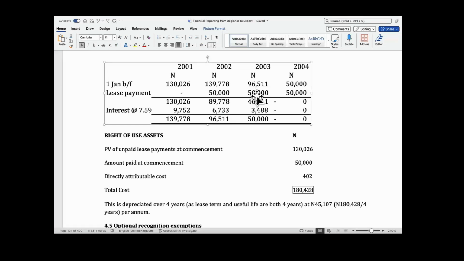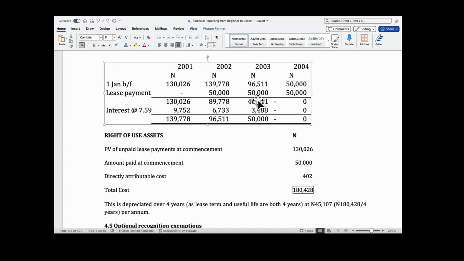We remove our payments. It brings it down to 46,511. You apply your 75% on that, you get 3,488. You add the two together, 3,488 plus 46,511, approximately 50,000, which you carry to next year. Then we pay it off. Everything becomes zero.